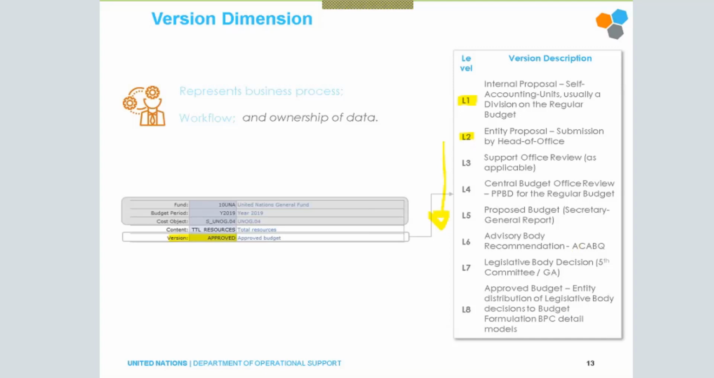So you're going to be working on L1, and then if you are a reviewer or approver, you will be approving L1, which will release L2, which is the entity proposal, the submission by the head of the office. But for you as an audience, most of you, when you start the form, we're going to be working with L1. Do you understand this part? Is there any question about the versions?